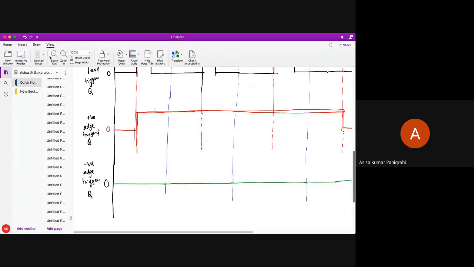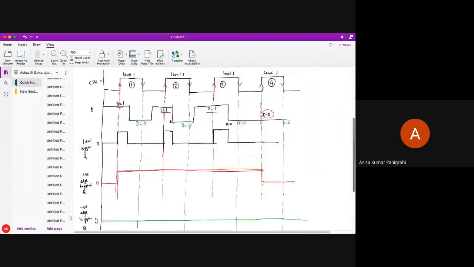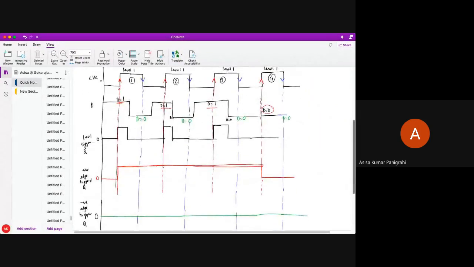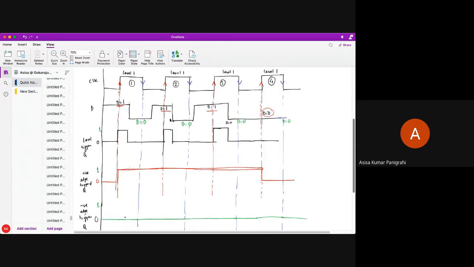Please let me know. So do you all understand how I have drawn the timing diagram of the D flip-flop? Okay, so this is my 0 1 0. You have to draw it like this. Okay, then only you'll get full marks. Any doubt till now? Please let me know.